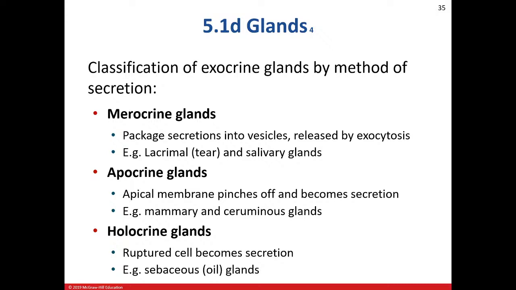And then lastly, you have the holocrine glands, which themselves get destroyed and become the secretion. So the example here are the sebaceous glands, which are the oil glands of the skin. Merocrine secretion is non-destructive because the cell does not get destroyed. It just dumps some vesicles and their contents out onto the surface. Holocrine gland secretion is destructive because the cell gets destroyed in order to make the secretory product, sebaceous oil or sebum.